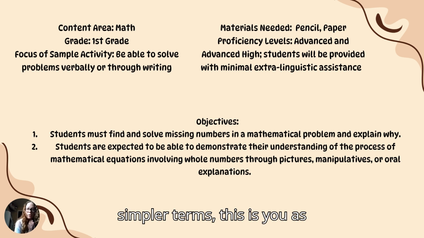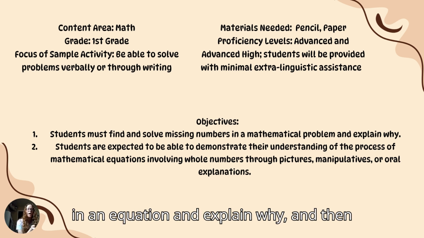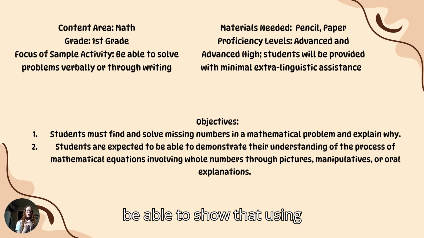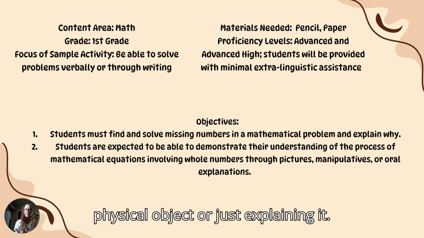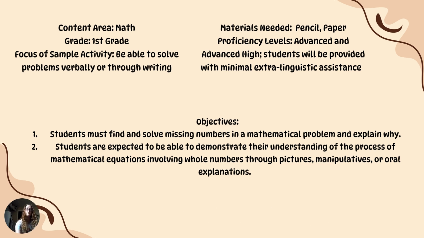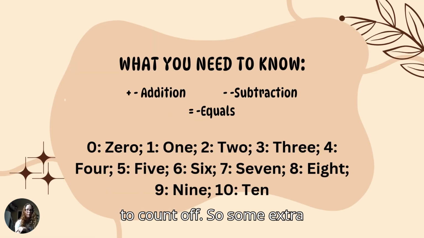In simpler terms, as students, you're just supposed to be able to find whatever missing number there is in an equation and explain why, and then be able to show that using a picture, a physical object, or just explaining it. For now, I'm going to be using my fingers to count off.